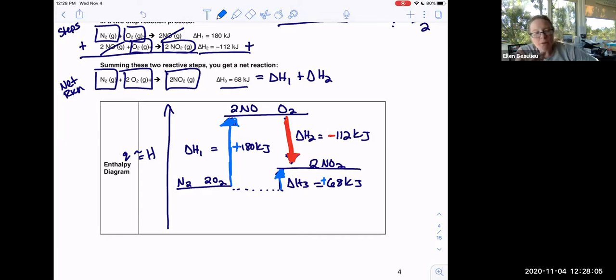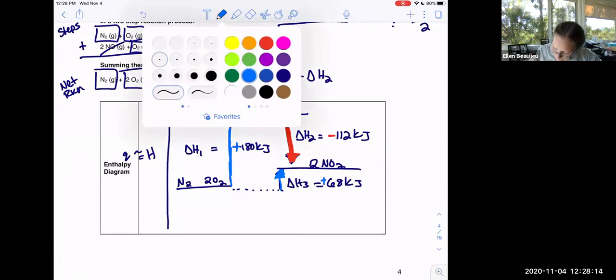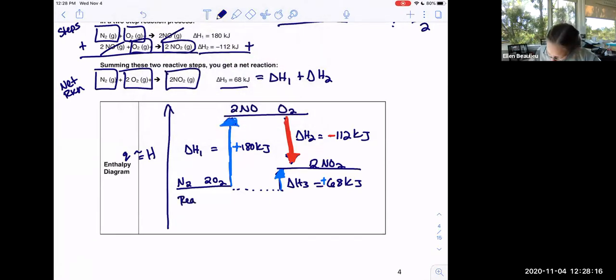So if I ask you to build an enthalpy diagram for a Hess's law problem, this is what I'm asking you to do. I want you to set levels for reactants, products, and you can have separate levels for any intermediate steps. On those levels, you put compound formulas.